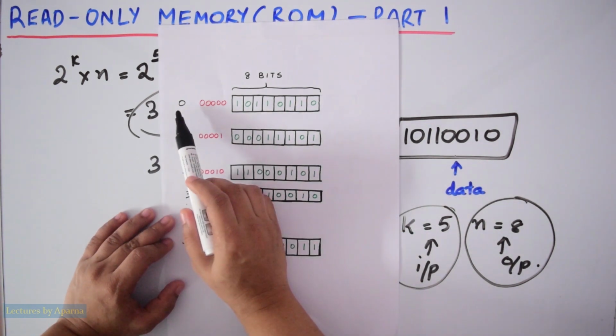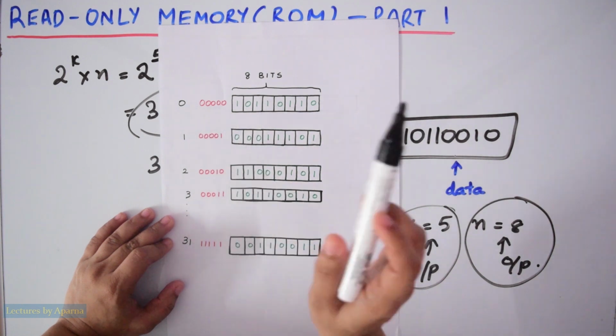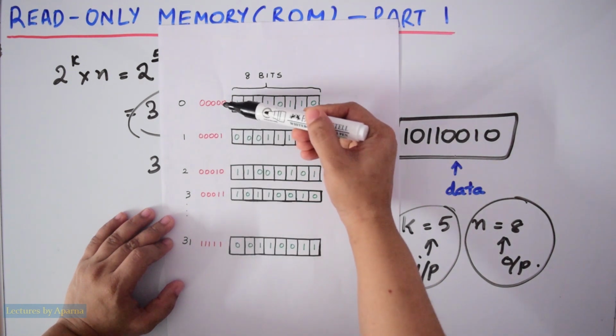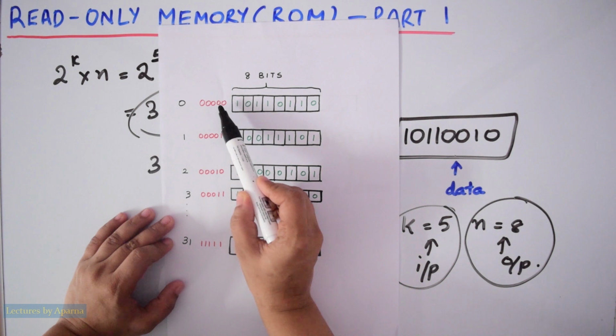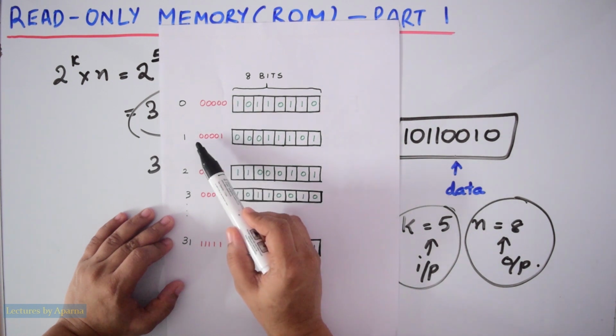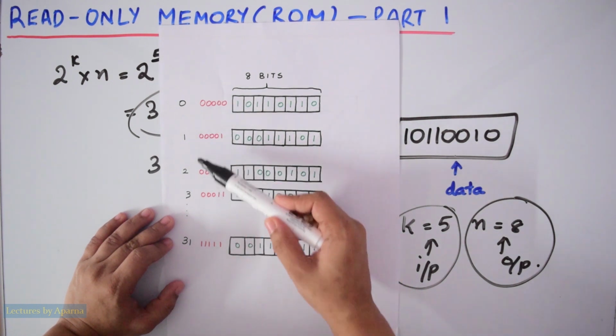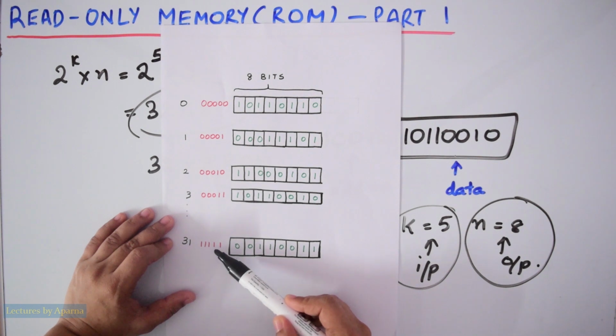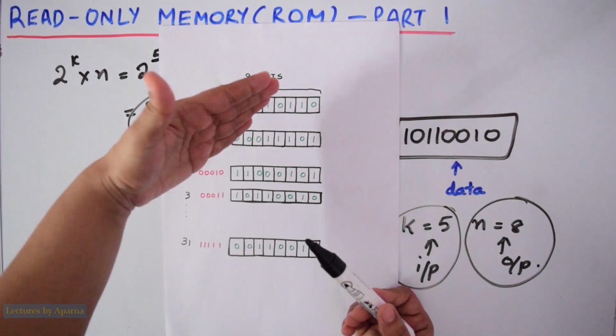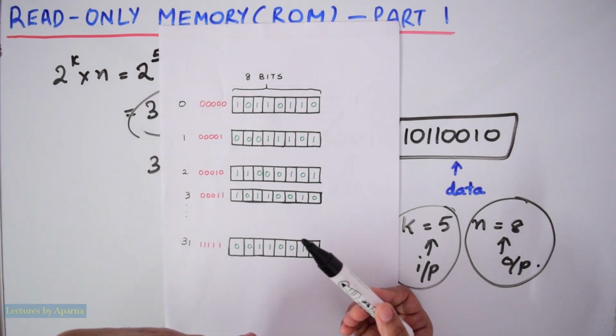So for each memory location, the 5 address bits will make the address. So here it will be 00000. In the next location it will be 00001. Like that there will be up to 11111. So this is a random data that I have taken.